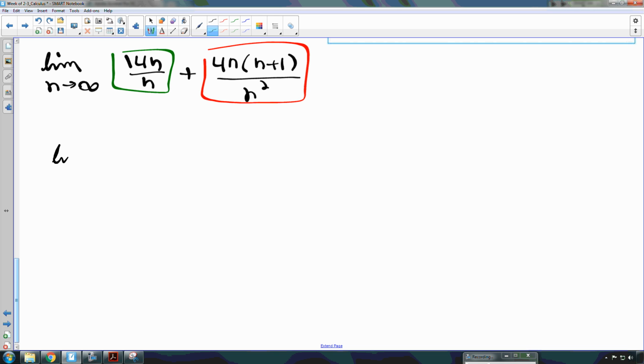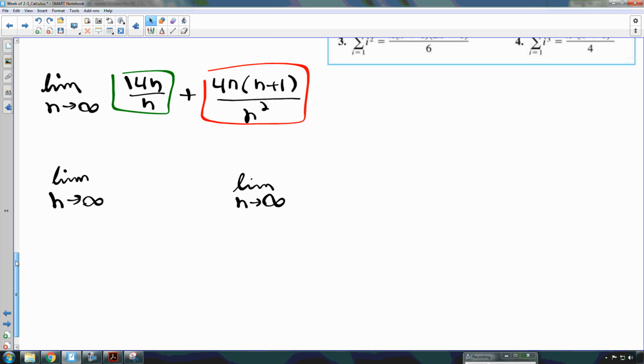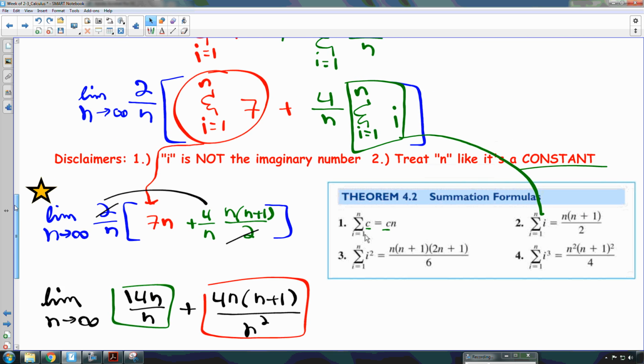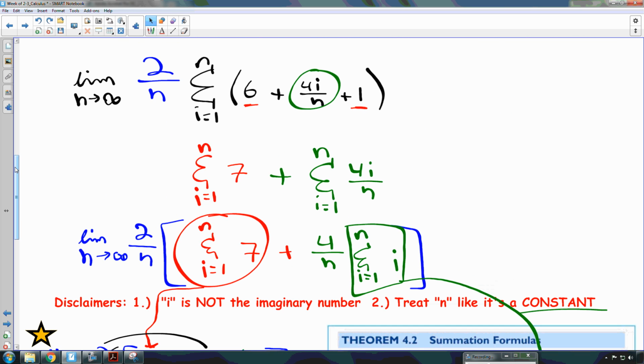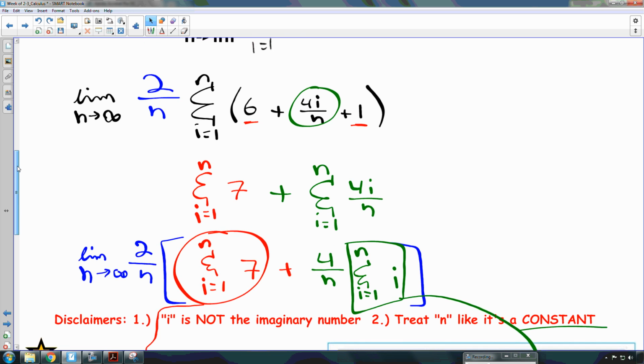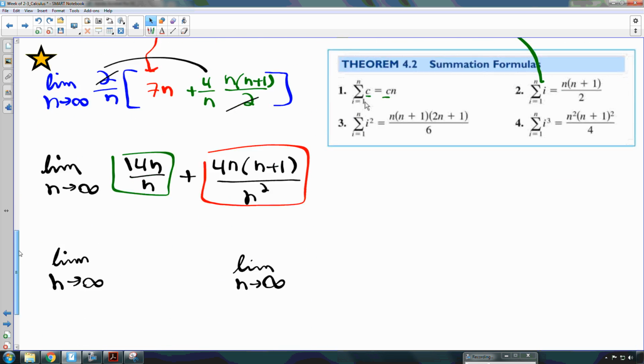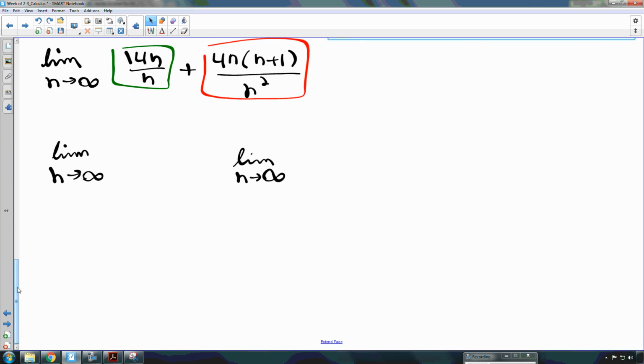So I'm going to take the limit as n approaches infinity, and I'll just show you what I'm talking about. In other words, the limit of the sum is the sum of the limits. Summations and limits kind of work in that same sense is what I'm trying to get at.